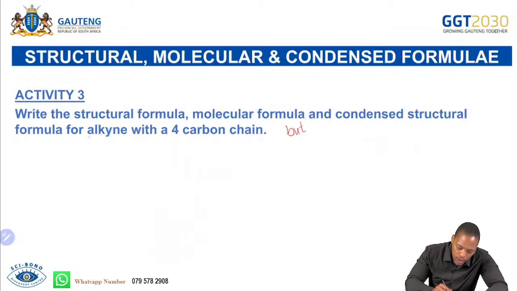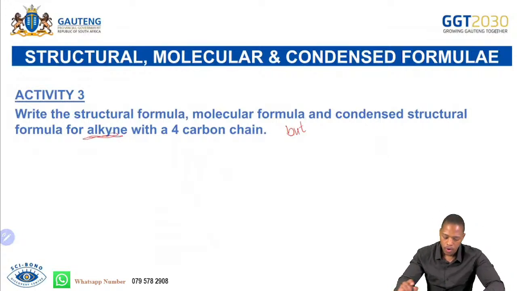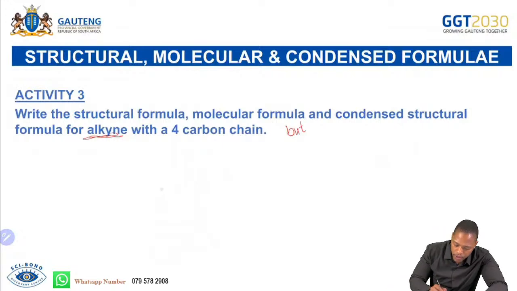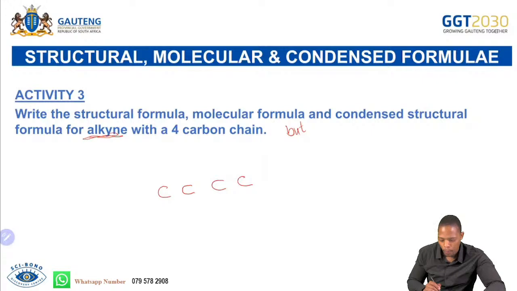How will I know that I'm talking about an alkyne? That means I must have a triple bond. Only one triple bond per chain. So it will be 1, 2, 3, 4. Then I can put a triple bond. For simplicity, put the triple bond here on the first carbon. And then let's have single bonds. I cannot have a triple bond here, triple bond here, triple bond here. We can't have that. It can only be one triple bond per chain.